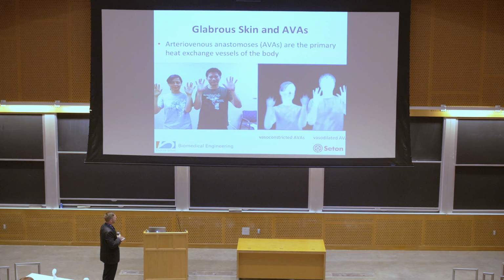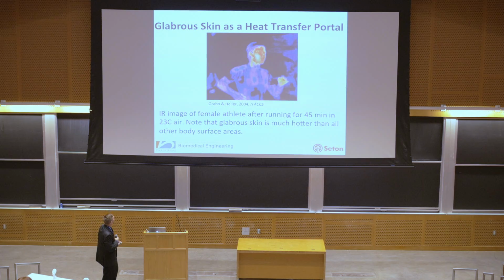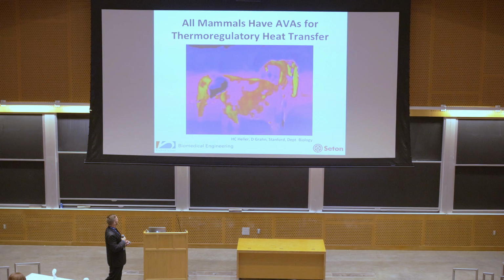You can see heat transfer is being elicited to the hands and the face very well, whereas this individual, our postdoc, is very vasoconstricted, so they do not have that heat flux in their hands and their glabrous skin tissues as well. Glabrous skin tissues are used as a heat transfer portal. This is an athlete running some distance. You can see the hands and face have a very high heat flux right now.